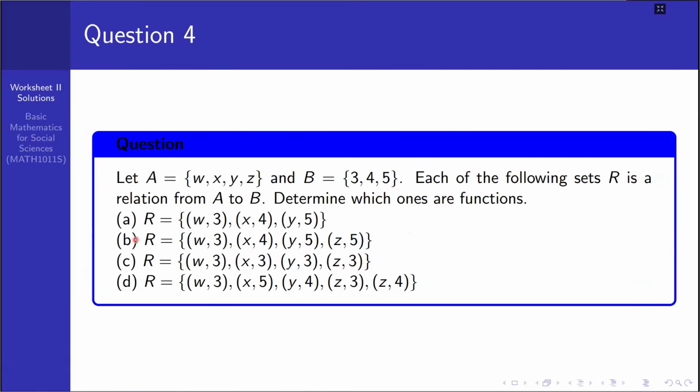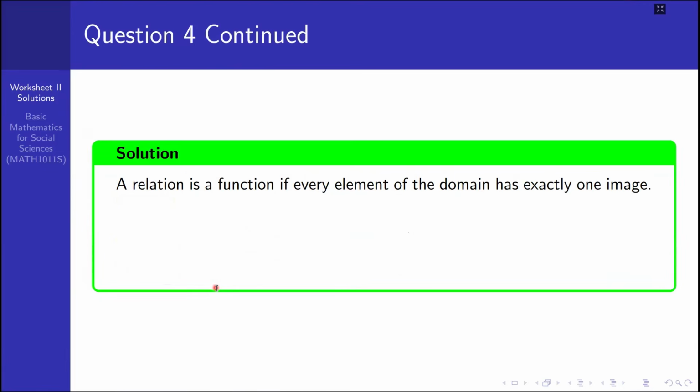So A and D are not functions, but B and C are functions. If you need the justification, a relation is a function if every element of the domain has exactly one image.